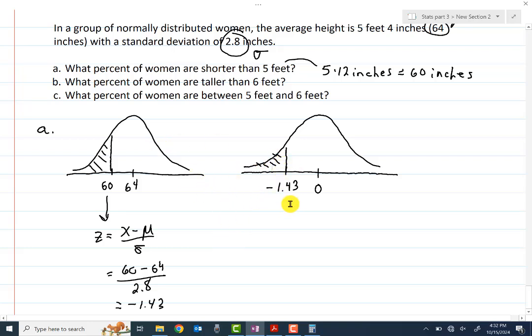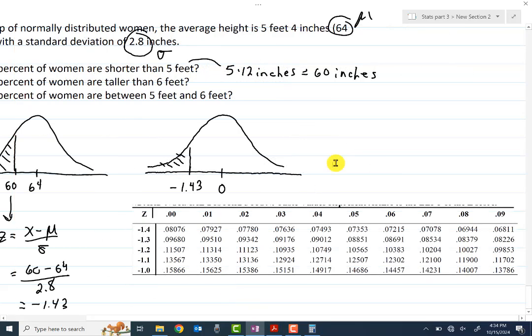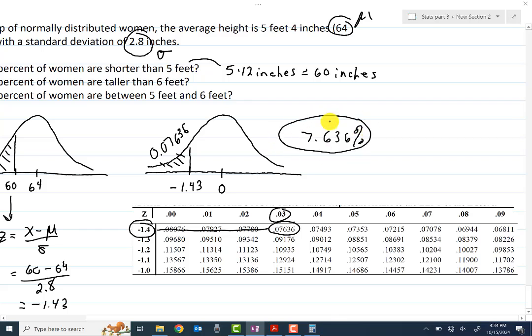I can take this value directly from the table. Here I've uncovered enough of the table to finish this problem out. Here's negative 1.4, here's 0.3. This is the guy I'm looking for. 0.0763, I'm missing a decimal, 0.07636. And that takes care of the first question. So that's roughly 7.636%. I think I'll answer this one in percentages since I did the first one in decimals.